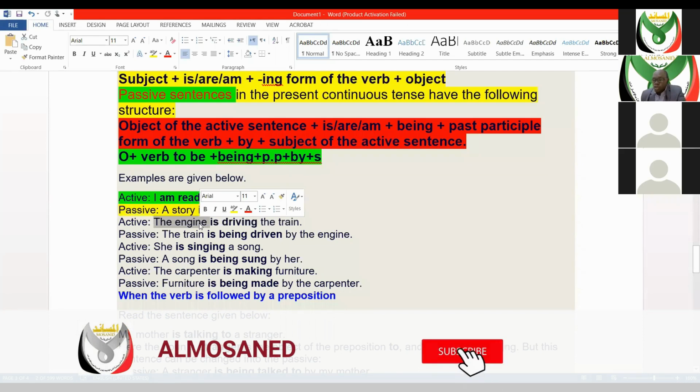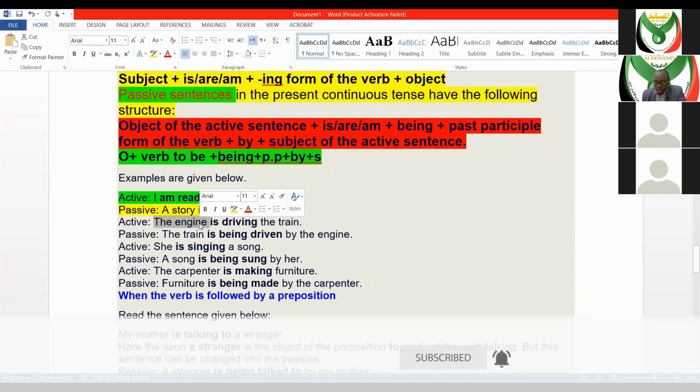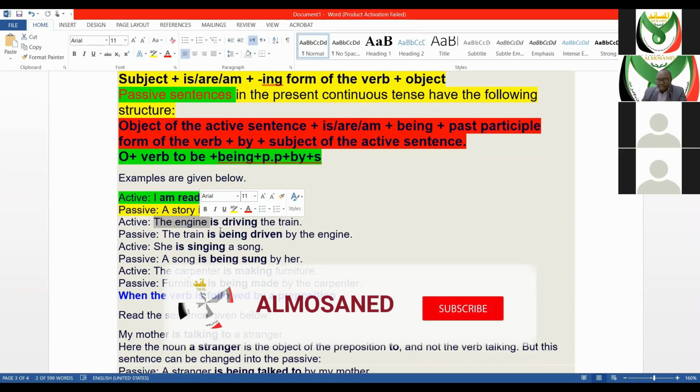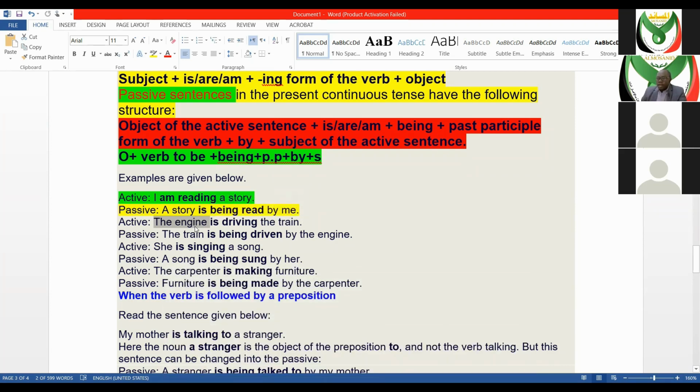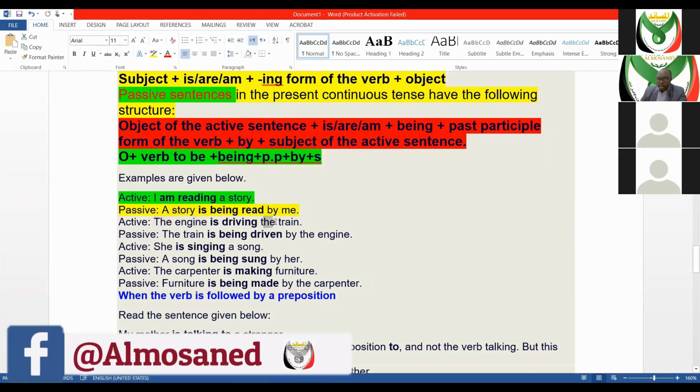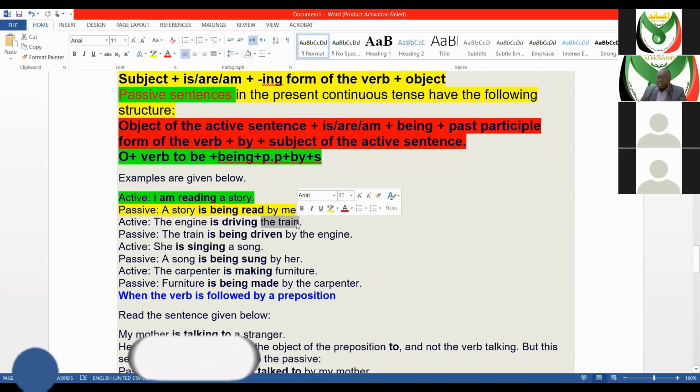the subject of the active sentence. Subject of the active شنو؟ sentence. Engine the subject of the active sentence. هي شنو؟ الفاعل لهذه الجملة شنو؟ المبنية للمعلوم. The engine is driving يقود أو تقود the train القطار. The train هنا object of this active sentence.